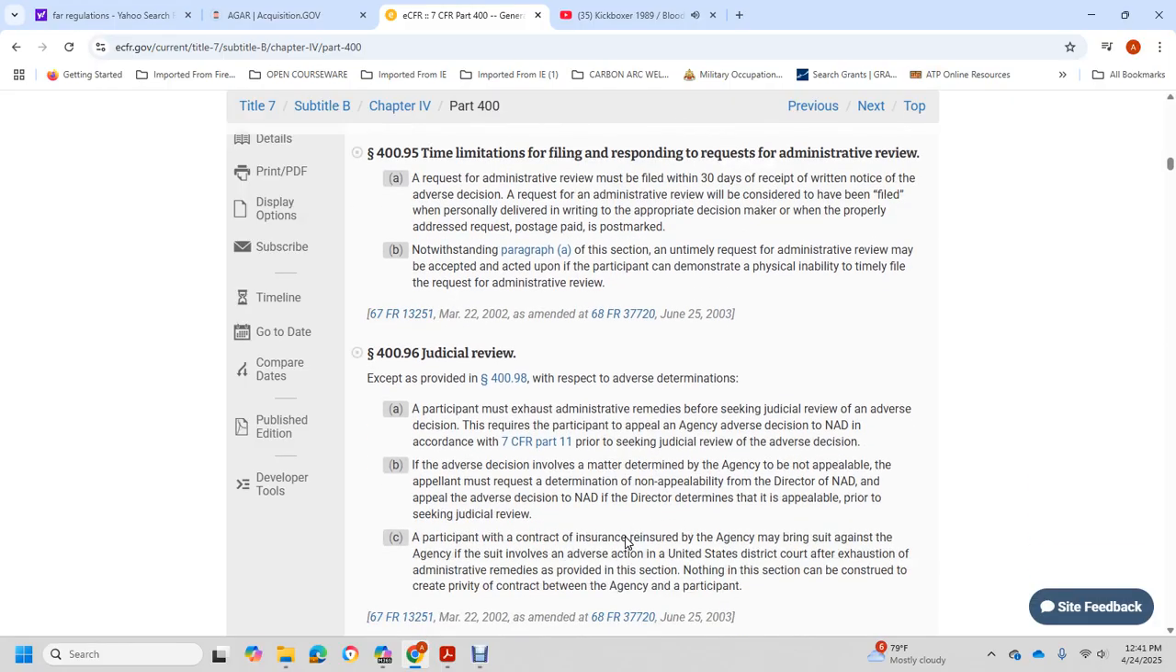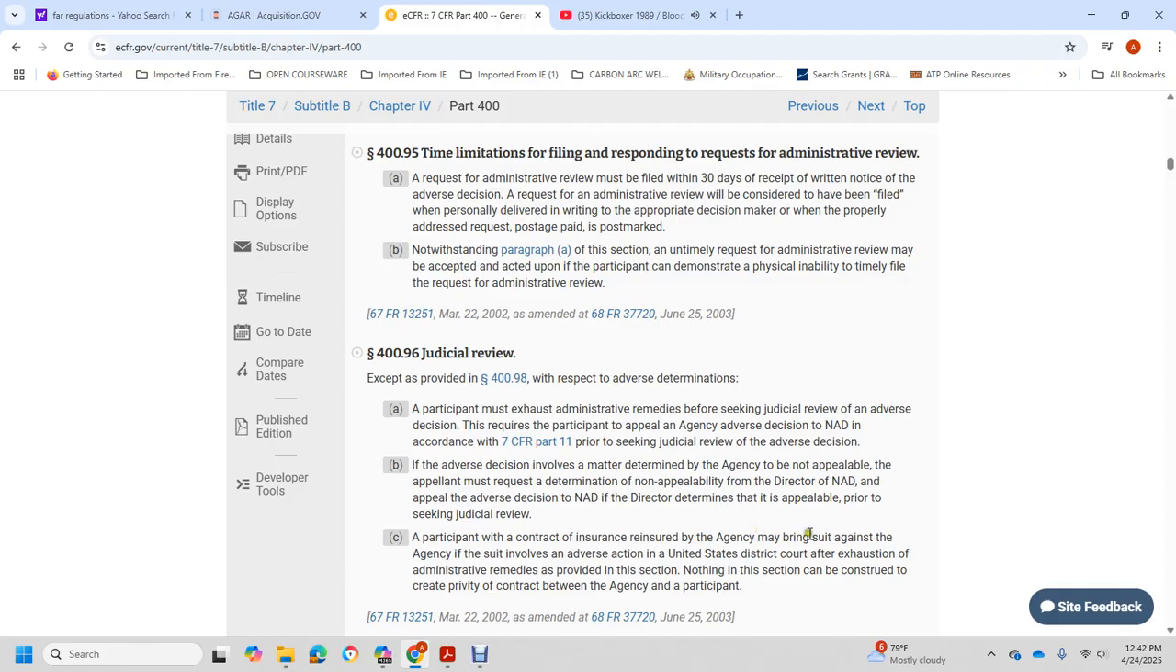496, judicial review. Except as provided in 498, for adverse decisions, the participant must exhaust the administrative remedies before seeking judicial review. This requires the participant to appeal the adverse decision to the National Agricultural Department according to Title 7 Part 11 prior to seeking judicial review. If the division involved in making the determination finds the decision not appealable, the participant may request a determination from the director of the National Agricultural Department, who will determine the appropriate procedure prior to seeking judicial review.